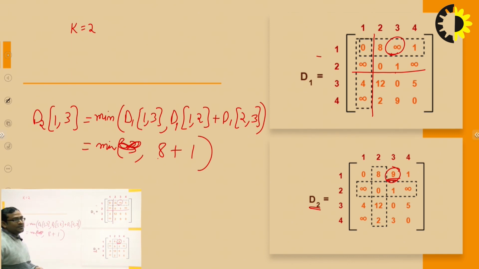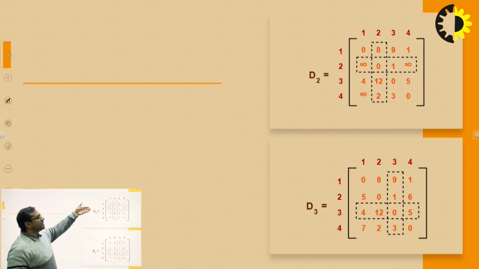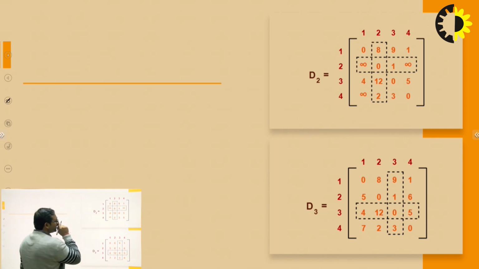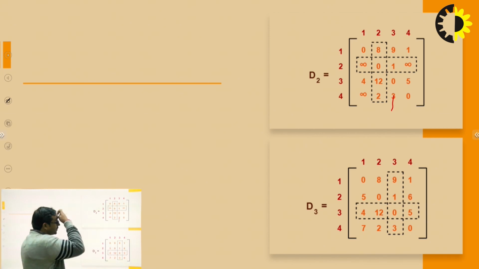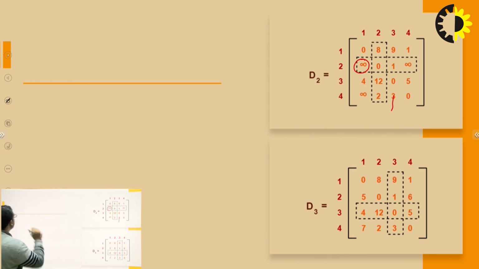Now we are going to create D3, and D3 is basically created from D2. Got my point? So whenever you create D3, you have to take the third row and third column. So the third column is 9 10 3. You can see here 9 10 3 is as it is, and the third row, that is 4 1 2 0 5, remains unchanged here. Okay, and some of the values are updated. I'll take only one here. You can see in D2, 2 1 is infinity, but in D3, 2 1 is 5. Now the value of k is equal to 3.